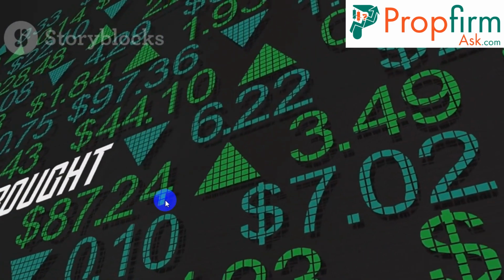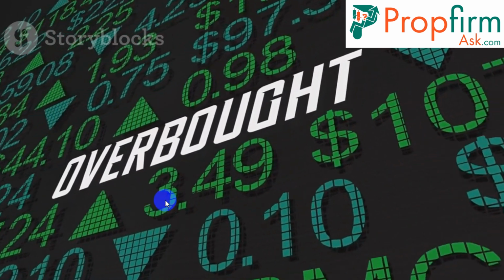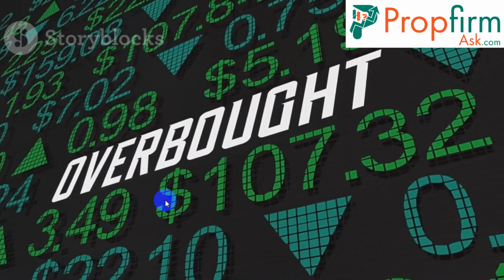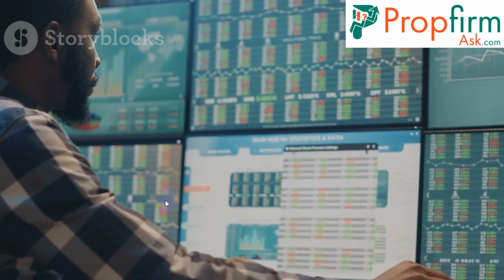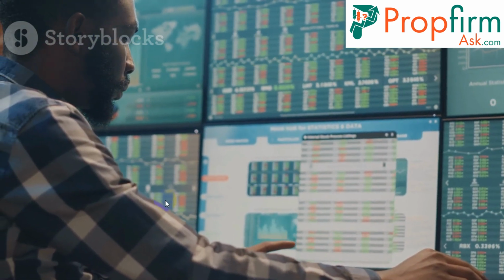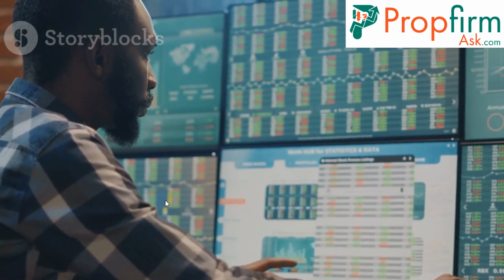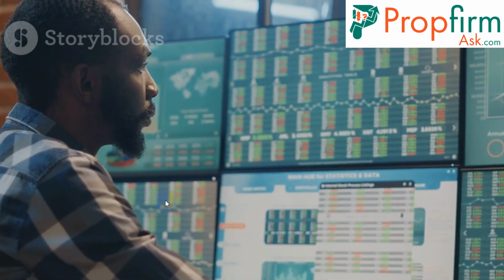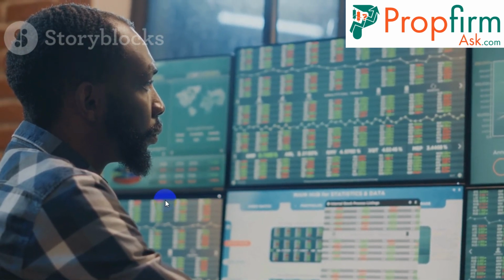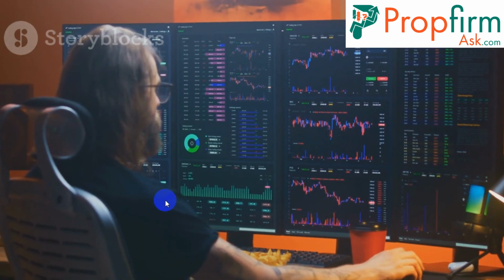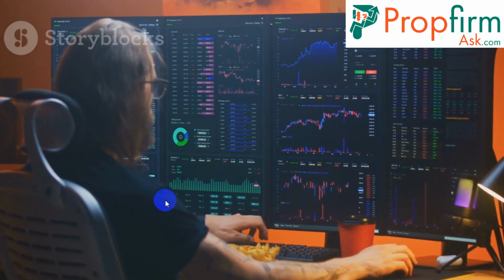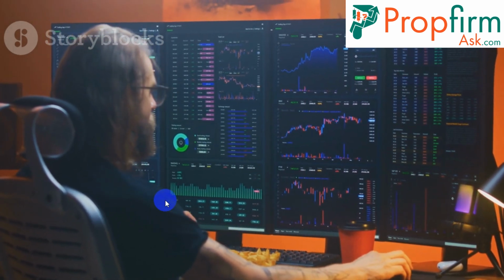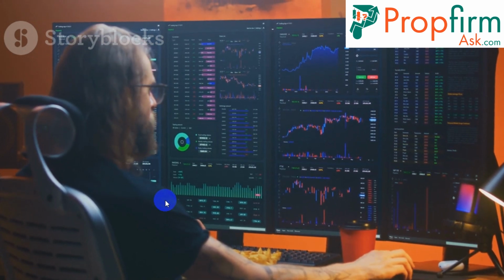The result is a value that ranges from 0 to 100, similar to the RSI. A reading above 80 indicates that the asset may be overbought, while a reading below 20 suggests it may be oversold. However, unlike the RSI, the stochastic oscillator also considers the position of the closing price relative to the high-low range, providing additional context for interpreting market conditions. Traders often use the stochastic oscillator in combination with other indicators such as the RSI or MACD to filter out false signals and improve the accuracy of their trades.